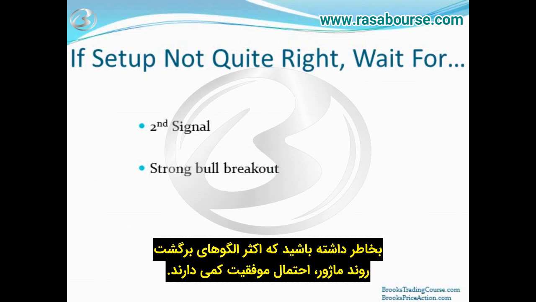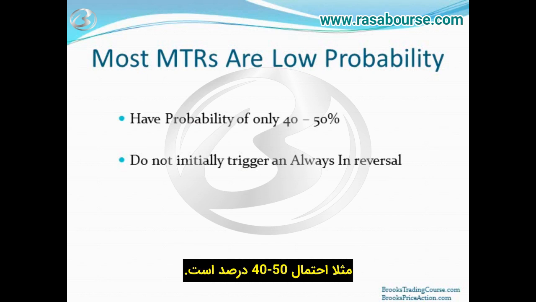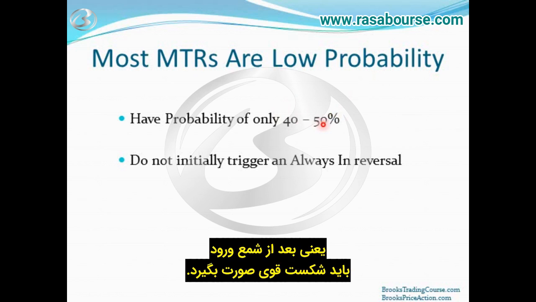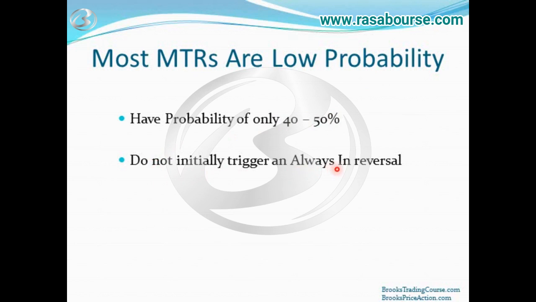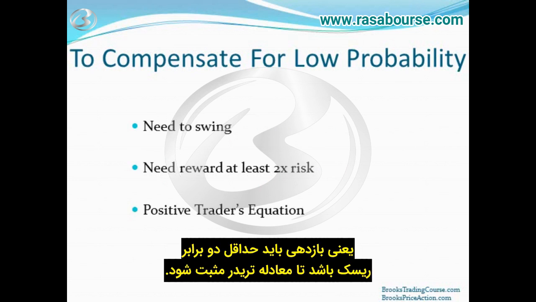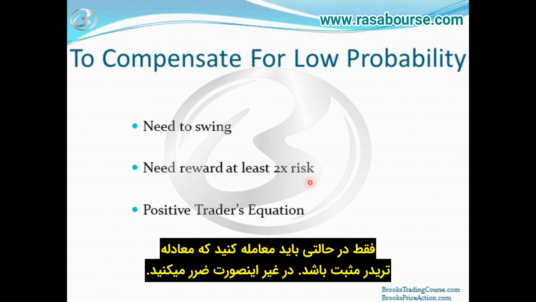Remember, most major trend reversals have low probability, maybe 40 to 50%, and usually the entry bar does not trigger an always in reversal. You need a breakout after the reversal triggers. To compensate for the low probability, you need to swing. You need to take a reward that's at least twice the size of your risk to get a positive trader's equation. You can only take a trade that has a positive trader's equation, or else you're going to lose money.